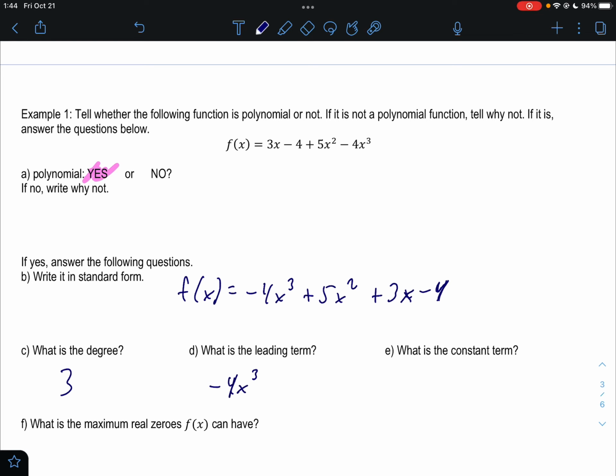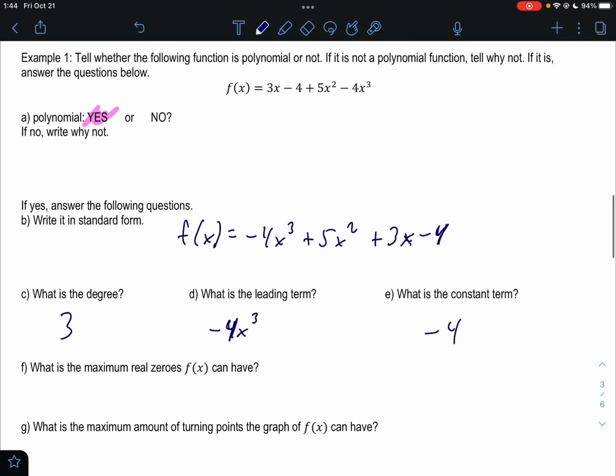What is a leading term? It's just the first term in standard form. Okay? Now, if I said leading coefficient, the leading coefficient would just be this number right here, negative 4. Okay? But if I want the leading term, it's negative 4x cubed. The constant term is the term that doesn't have an x with it. So in this case, it'd be negative 4 also. It's just a coincidence. Sometimes there is no constant term, so you would just put 0 for that one.